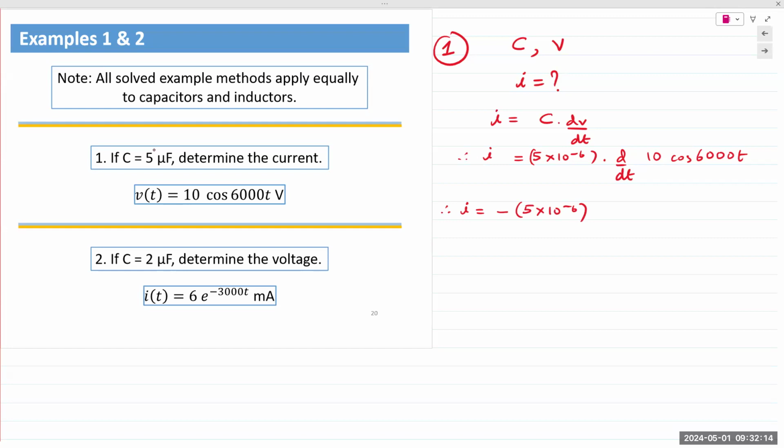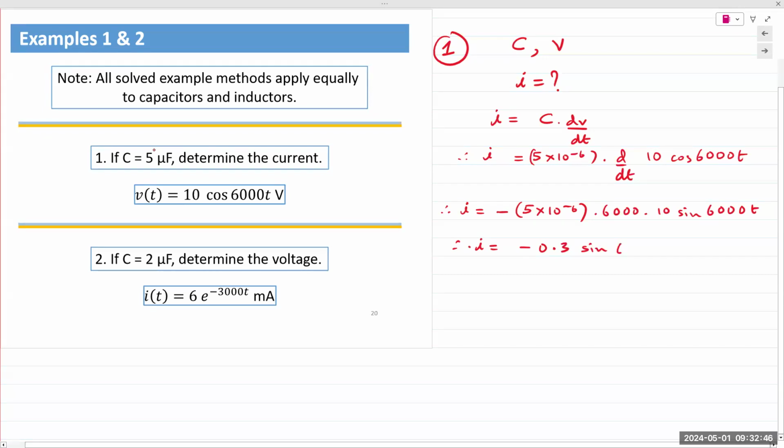That is absolutely correct. So as I was saying, the derivative of cos x is minus sine x. We took the minus outside. We have the constant, and then 6,000. So 6,000 comes here, and then this becomes 10 sine 6,000 t. You solve that, and you obtain minus 0.3 sine of 6,000 t. And this is, of course, amps. Do not forget the amps.